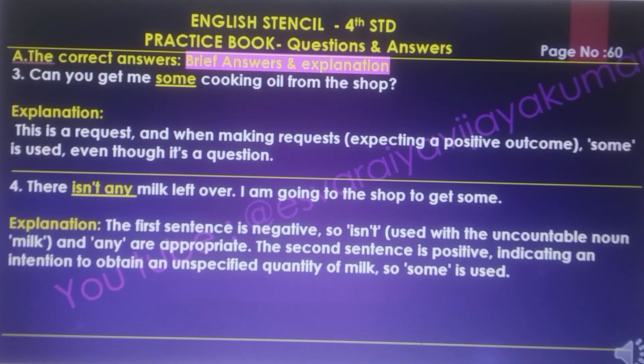And the third one, you can get me some cooking oil from the shop. This is a request, and when making a request expecting a positive outcome, some is used even though it is a question. And there is not any milk left over. I am going to the shop to get some. The explanation: the first sentence is negative, so is not is used with the uncountable noun milk, and any is appropriate. The second sentence is positive, indicating an intention to obtain an unspecified quantity of milk, so some is used.